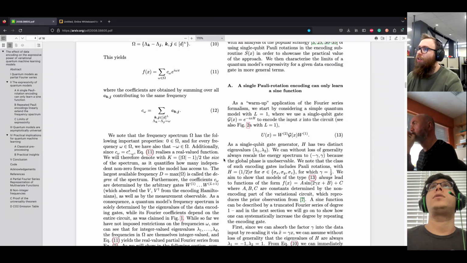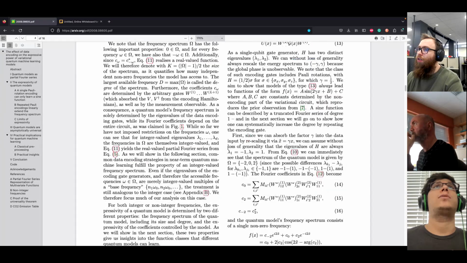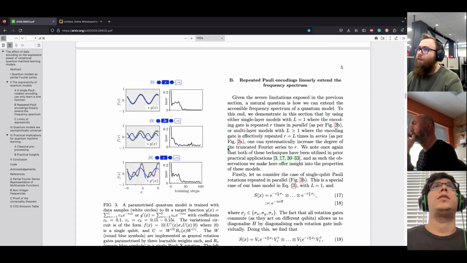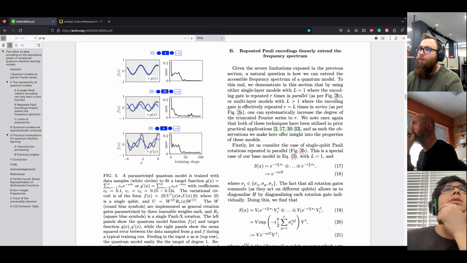It should be around here. Let me see. Single rotation encoding can only learn a sine function. Okay, I'll come back to this. Now, here at the top, you have the quantum circuit. A parameterized quantum model is trained with data samples. These white circles are the samples you're trying to fit.